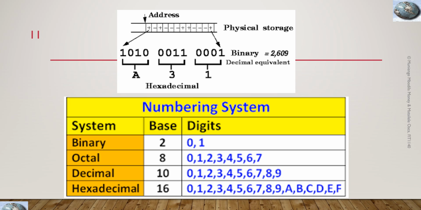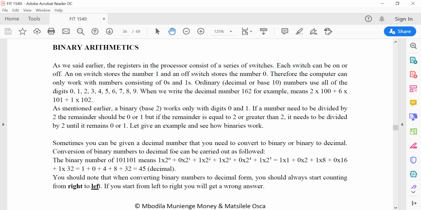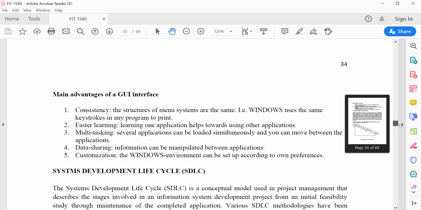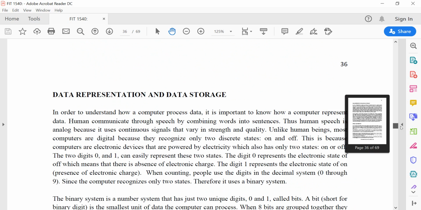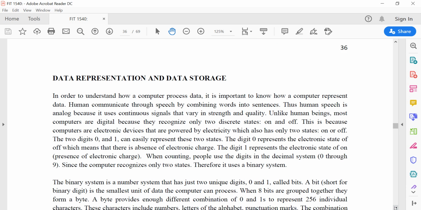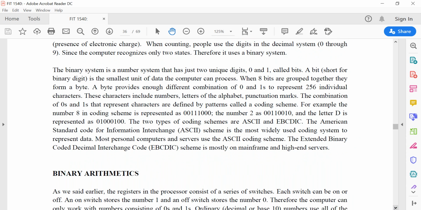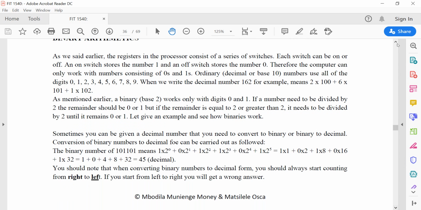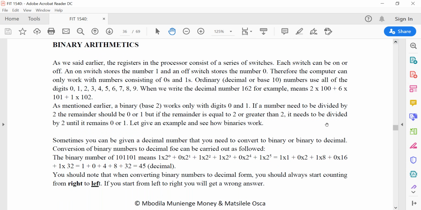So guys, if you check on our lecture notes, it's on page 36, let me just show you the page number. It's on page 36, where it talks about data representation and data storage. So we are just going to the part where we're talking about the conversion.